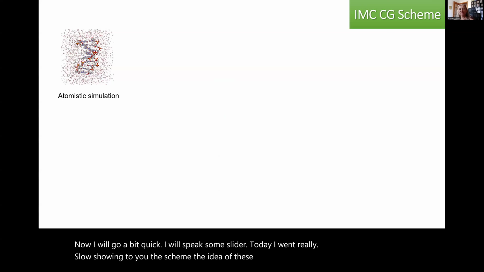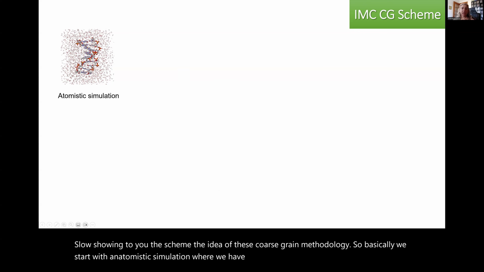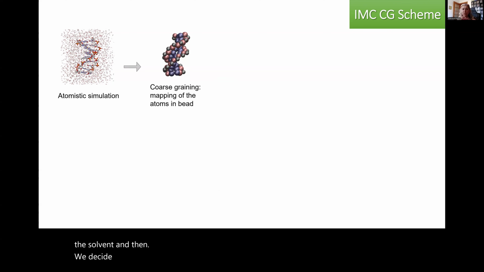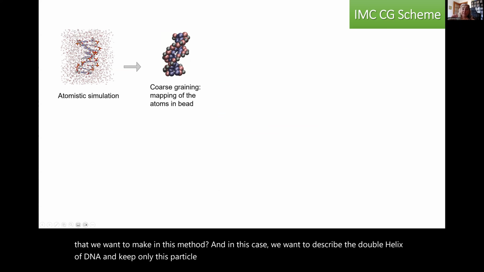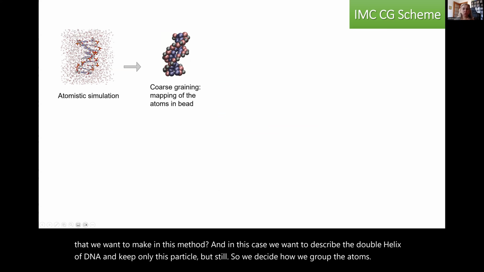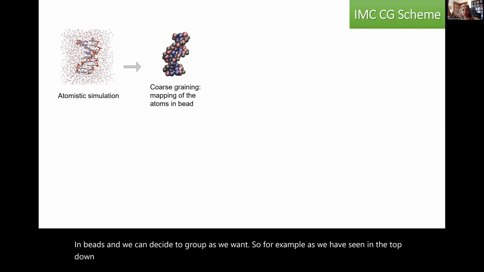coarse-grained methodology. So basically, we start with an atomistic simulation where we have, for example, a fragment of DNA, the ions, and the solvent. And then we decide which particles we need in our description of the method. What is the simplification that we want to make in this method? And in this case, we want to describe the double helix of DNA and keep only this particle, but still, we decide how we group the atoms in beads, and we can decide to group as we want. So for example, as we have seen in the top-down method, that we have one bead for the sugar, one bead for the phosphate, one bead for the nucleotide, we can group. Okay.